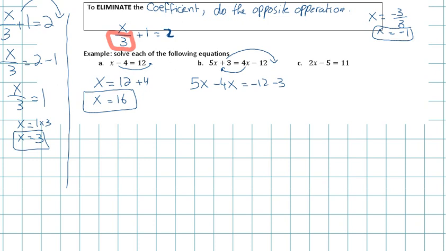So if you look at this, 5x take away 4x is 5, you're taking away 4, so 1x. And then you have negative 12, you owe me 12, and now you owe me 3 more. Negative 15. And again, it's done. Okay? So what I did with this one is I had to move the like terms to the same side.